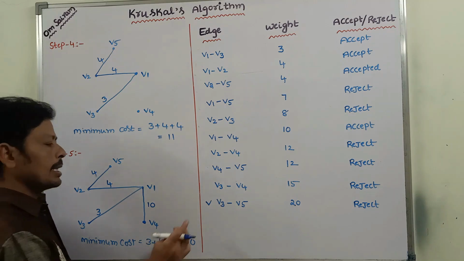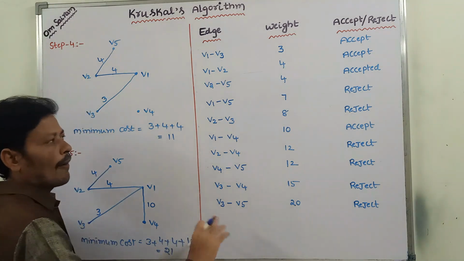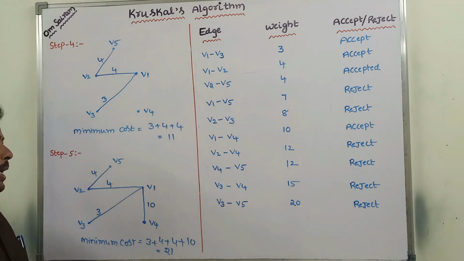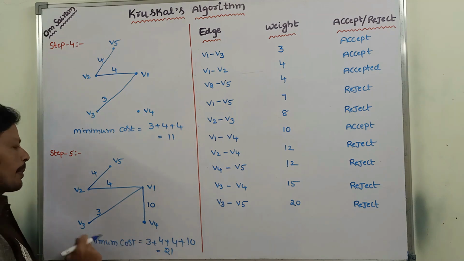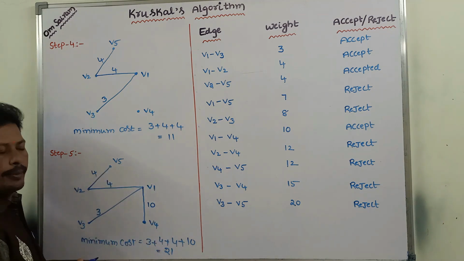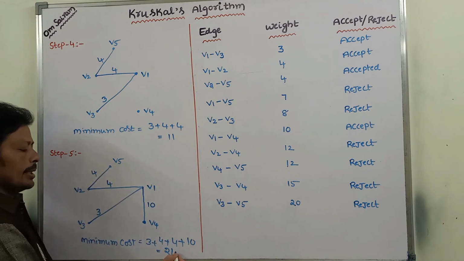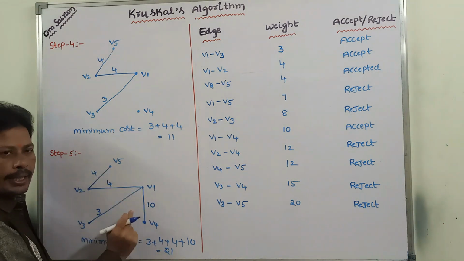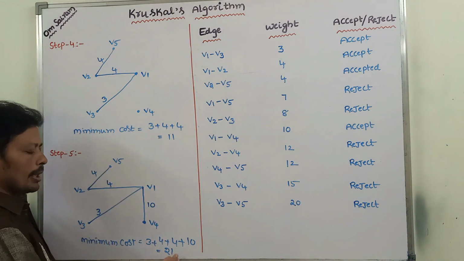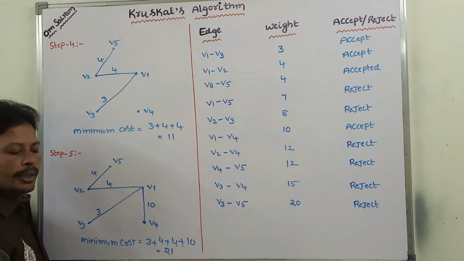Okay. Next, all edges are completed, so we have to stop the construction of the spanning tree. The final minimum cost spanning tree is this one, and its cost is 21.